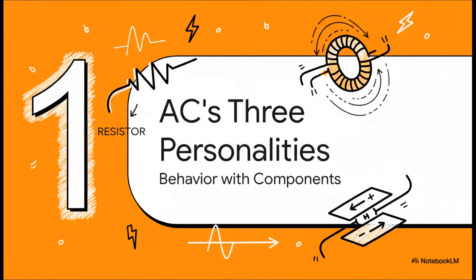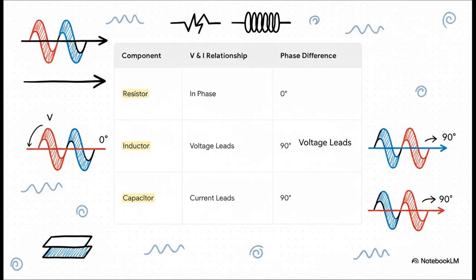Okay, so we figured out how to measure AC. Now for the fun part. Let's see how it actually behaves when it gets into a circuit. We're going to look at how it interacts with the three absolute cornerstones of electronics: the resistor, the inductor, and the capacitor. See, in the simple, predictable world of DC, voltage and current are best friends. They're always in sync. But in an AC circuit, things get a little more complicated. They don't always move together. Depending on what component they're flowing through, the voltage and current waves can get, well, out of step. One can start leading or lagging behind the other.